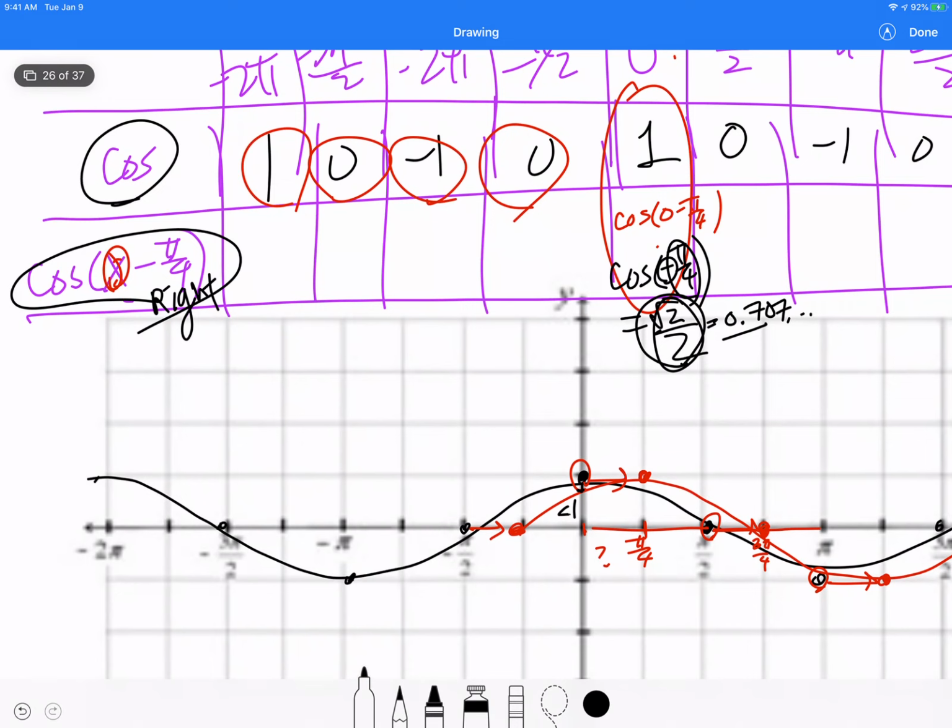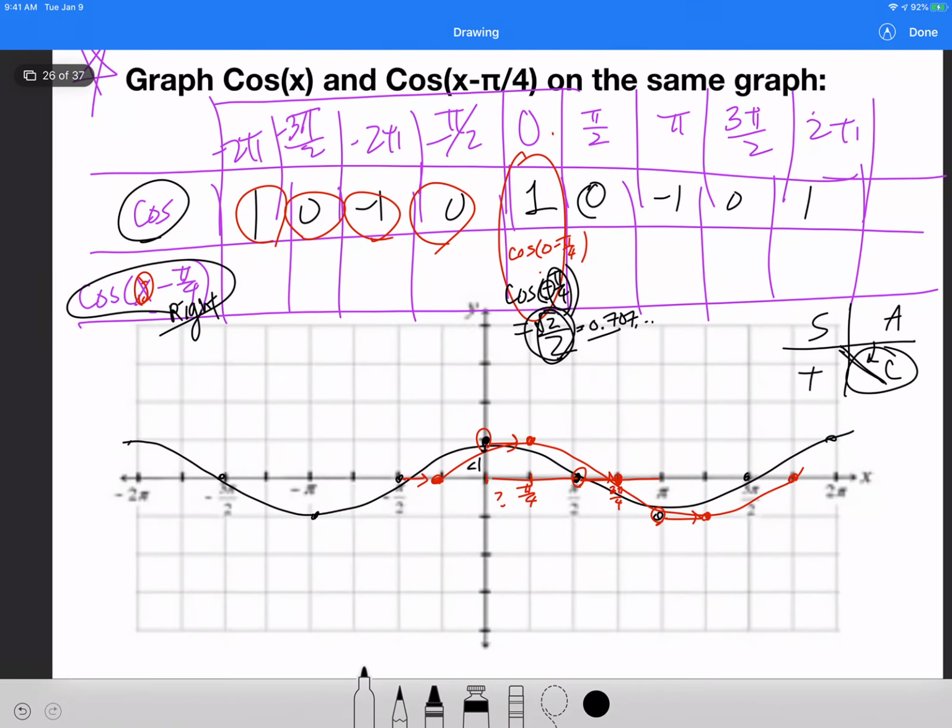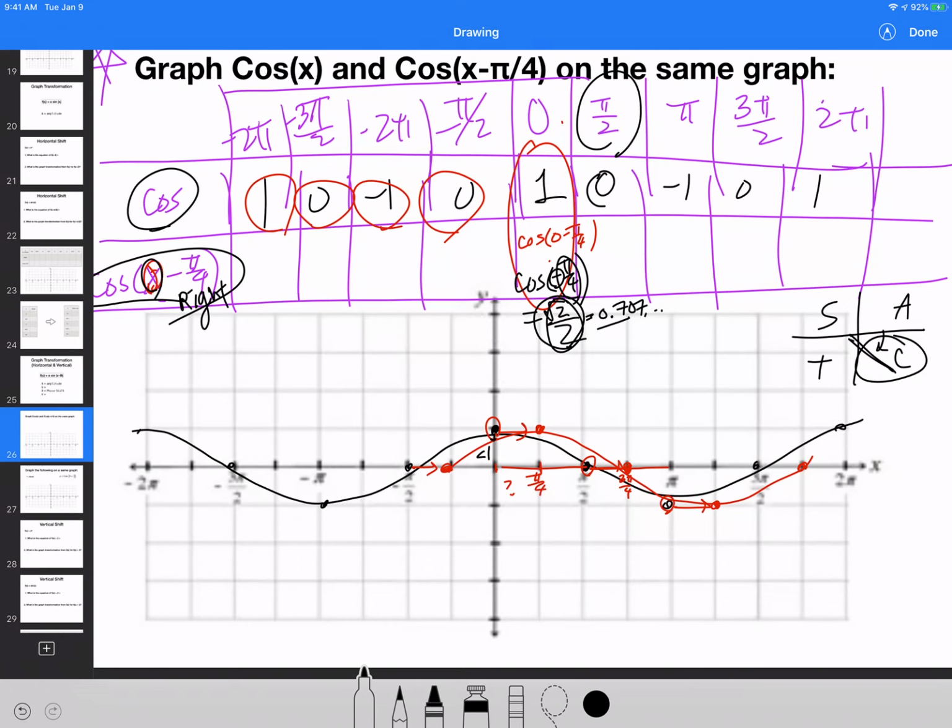Let's do one more. Actually, the x value is pi over 2, right? If you plug in pi over 2 here, what's going to happen? That's cosine of pi over 2 minus pi over 4, which is the same thing as saying cosine of pi over 4, because you can reduce this: it's the same thing as saying 2 pi over 4 minus pi over 4, which becomes pi over 4.